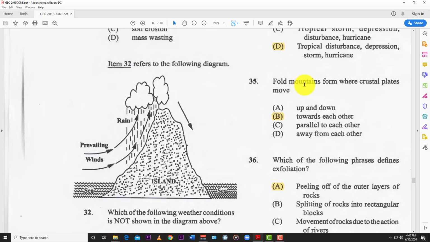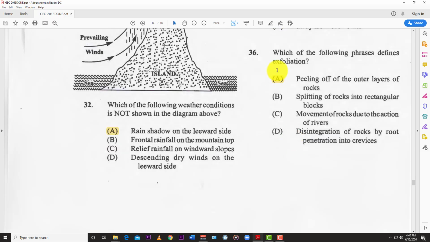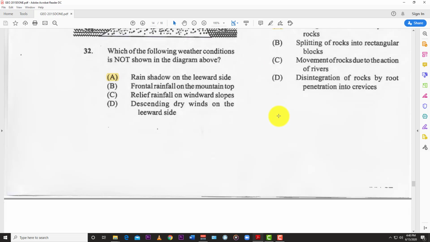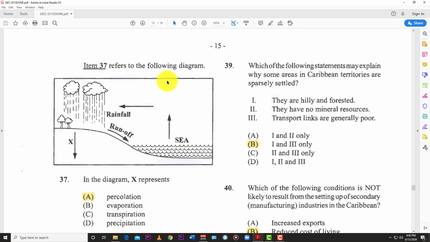35, fold mountains form where crustal plates move, and the answer here is B, towards each other. So fold mountains form where crustal plates move, B, towards each other. 36, which of the following phrases defines exfoliation? And so we have A, the peeling off of the outer layers of the rocks. Just like when you exfoliate your skin, remove dead cells.